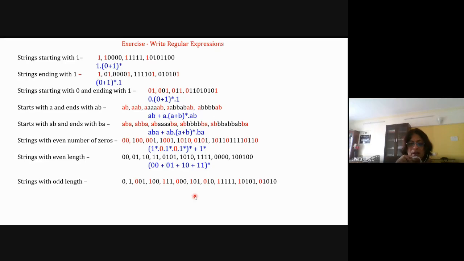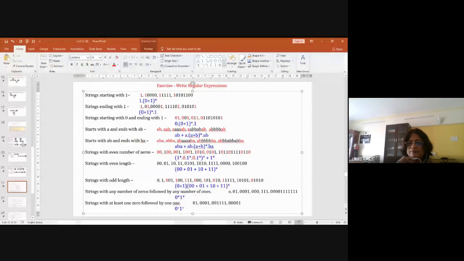Okay. And so what can be the answer? Strings with odd length. If you are saying 0 plus 1 bracket string, there is no guarantee that it will give you even or odd length. If it is repeated for 0 times, you are getting odd string. But if it is repeated for 2 times, 1 time, then you are getting even length string.